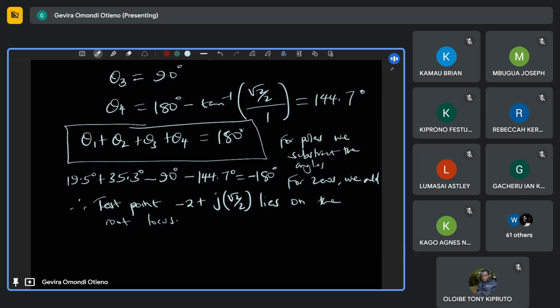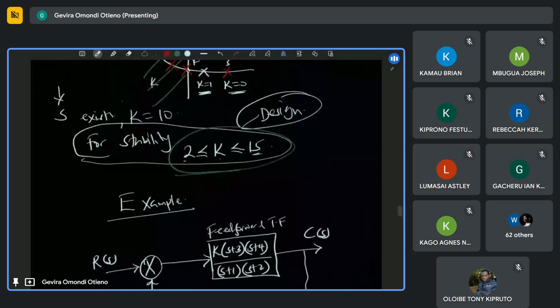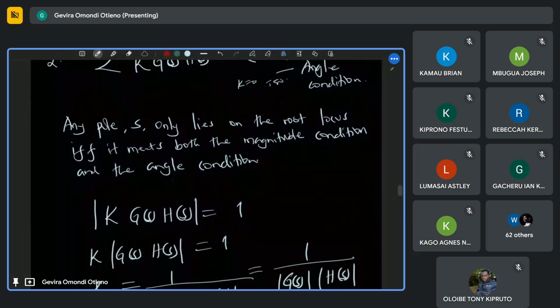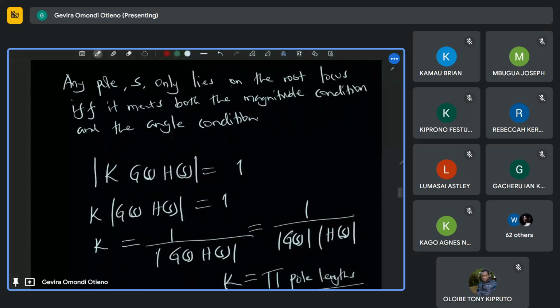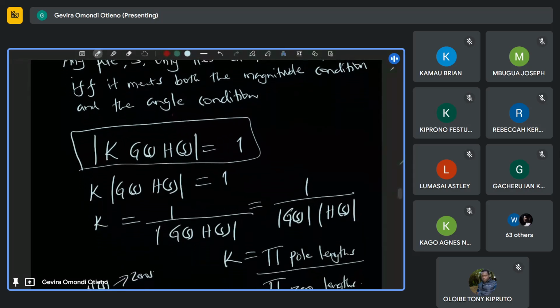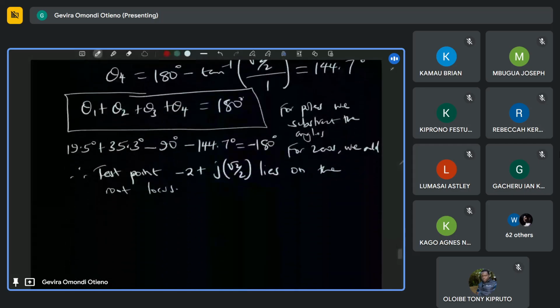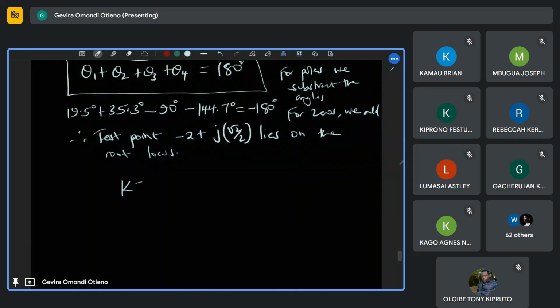Now, because it meets the angle condition, we must complete the test by doing the magnitude. For the magnitude, we want to know what the gain is where this point lies on the root locus. And remember, the magnitude condition, as was given to you, is here. For those who have forgotten, the magnitude condition is this. We did mathematical manipulations to find that. It's like saying K equals 1 over G of S, H of S. So that is the magnitude condition. We made K the subject of the formula.